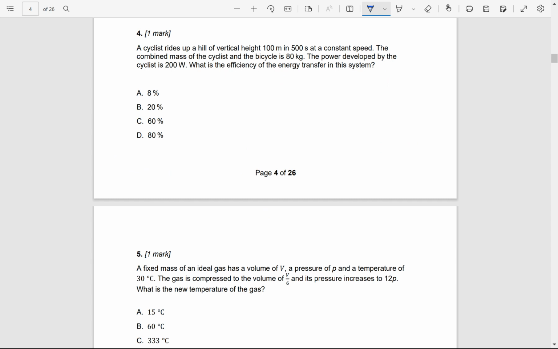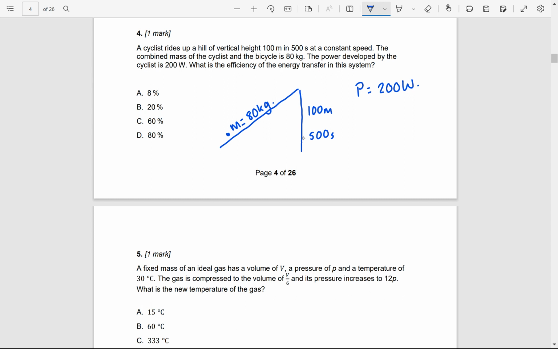Question 4 asks for the efficiency of energy transfer in a system. So we have a cyclist who is riding up a hill, and that hill has a vertical height of 100 meters, and the cyclist does it in 500 seconds. The cyclist's mass combined with the bicycle is 80 kilograms. And we know that the power developed by the system is 200 watts. And we need to know the efficiency.